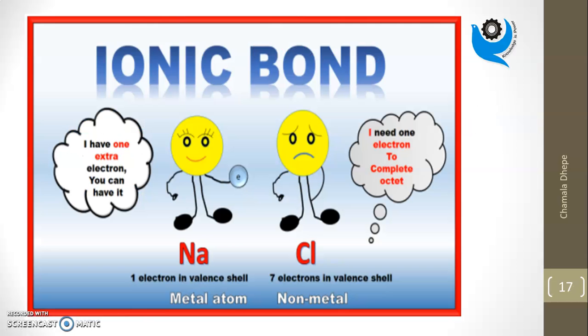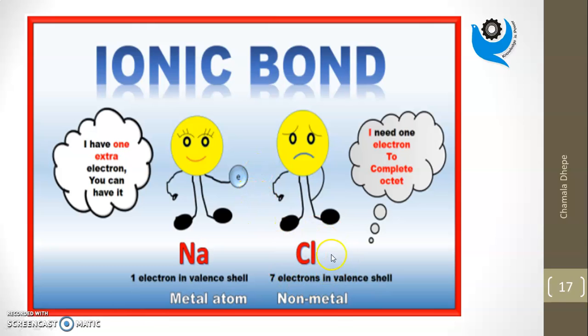Let us see the ionic bond. Here I have shared an animated picture. You can see sodium here. See, two smileys are here. The face of sodium is happy. Why? Because he has one extra electron. See what he is saying: I have one extra electron, you can have it. He is going to give it, he is going to lose one electron, he is going to donate one electron.